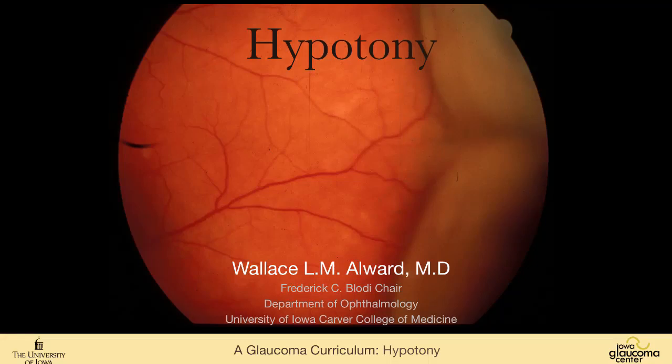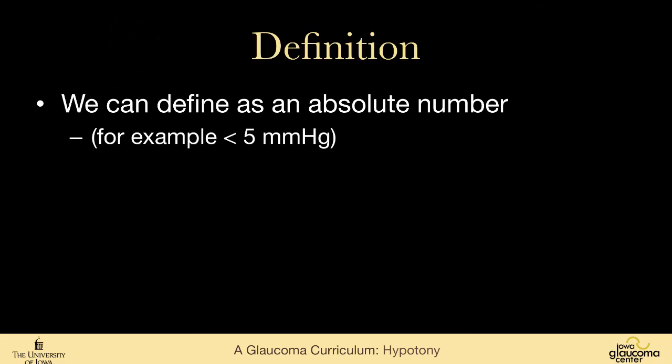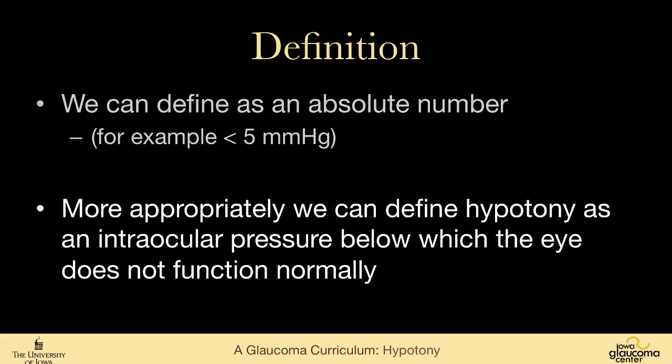It's appropriate for us to talk about hypotony in a curriculum on glaucoma. Patients with hypotony are often referred to glaucoma specialists to deal with them, and as glaucoma specialists, we cause a fair amount of hypotony. We can define this as an absolute number, for example, an intraocular pressure under 5 millimeters of mercury. And that's what's done in large randomized controlled trials like the 5-fluorouracil filtering surgery study. But more appropriately, for an individual patient, we can define hypotony as an intraocular pressure below which the eye does not function normally.